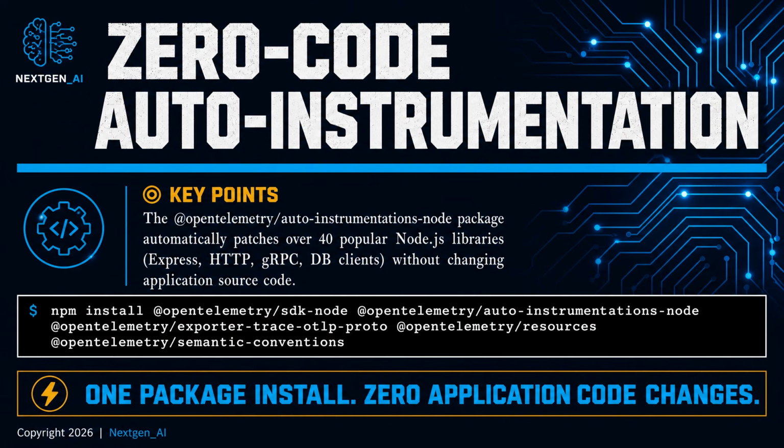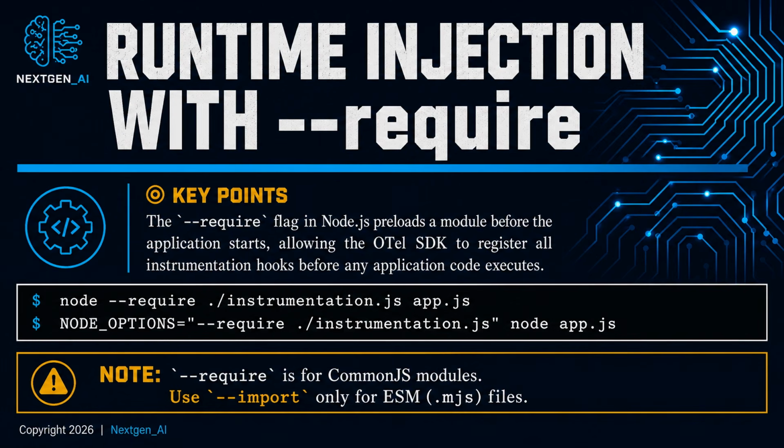By centralizing this configuration in a single file, you keep your application's business logic completely clean and untouched by observability concerns. The instrumentation file simply wraps your application in a comprehensive telemetry net. Once your instrumentation.js file is written, the final step is to actually inject it into your Node.js application at startup. You do not import this file inside your application code. Instead, you use the Node.js command line --require flag.